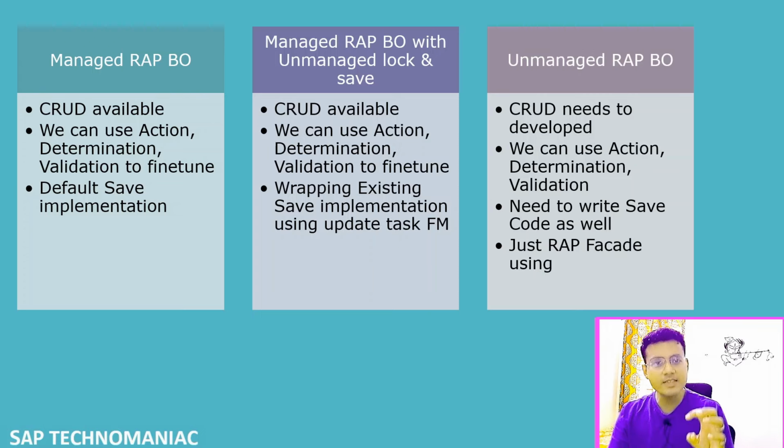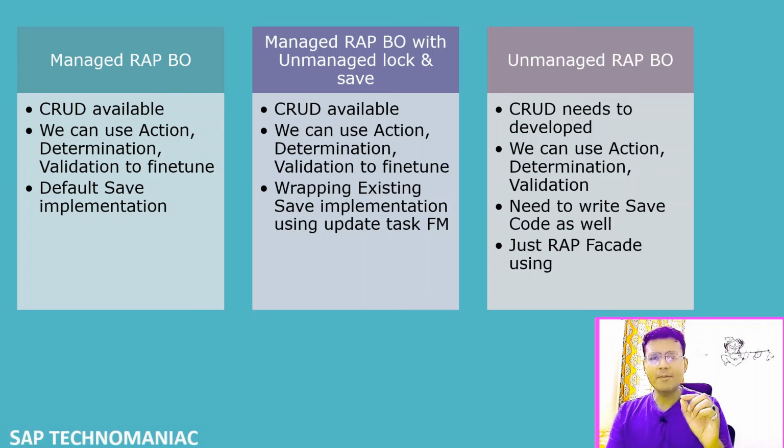As I explained in my last video also, then we come to the managed RAP BO with unmanaged save. In unmanaged save, I write the code to persist data. Whatever data is available, I want to persist in the database. I will read from the transactional buffer and persist the data in the database.